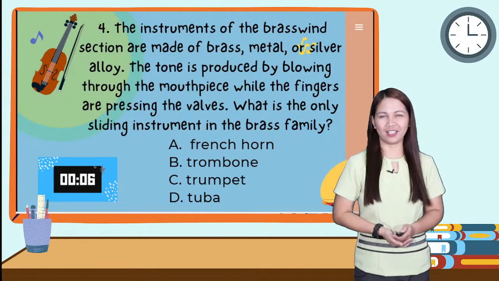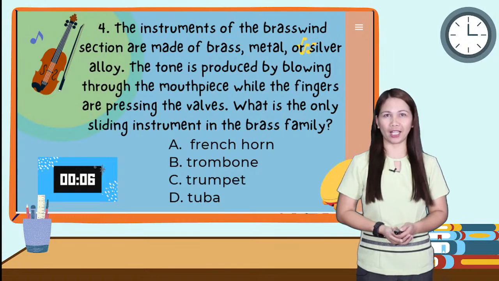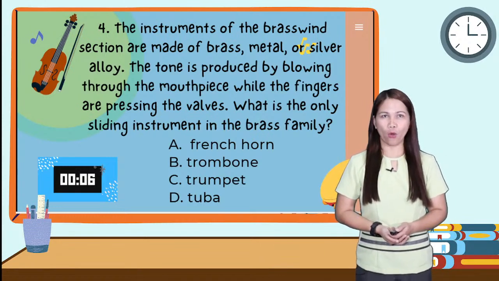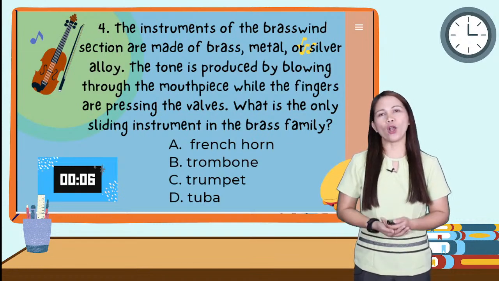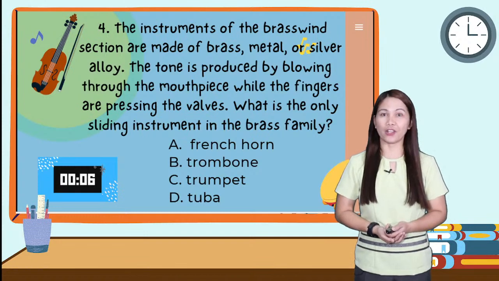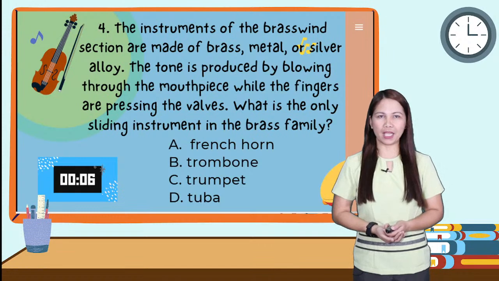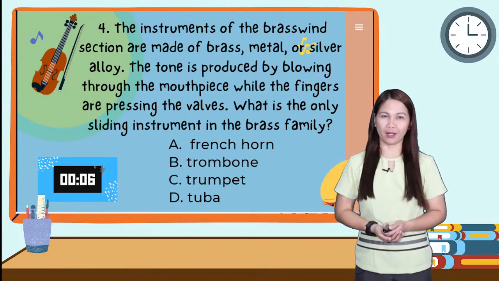Fourth question. The instruments of the brass wind section are made of brass, metal, or silver alloy. The tone is produced by blowing through the mouthpiece while the fingers are pressing the valves. What is the only sliding instrument in the brass family? Is it A. French horn, B. Trombone, C. Trumpet, and D. Tuba?